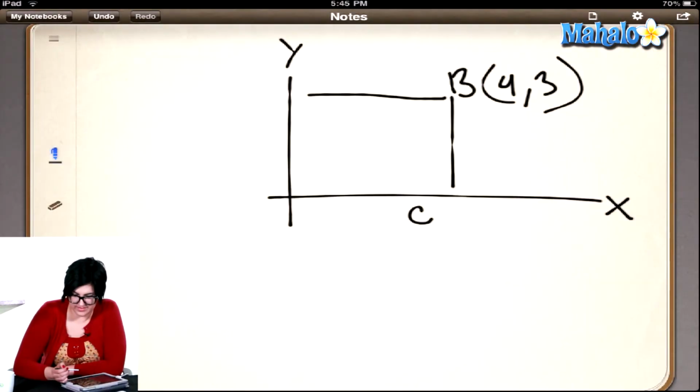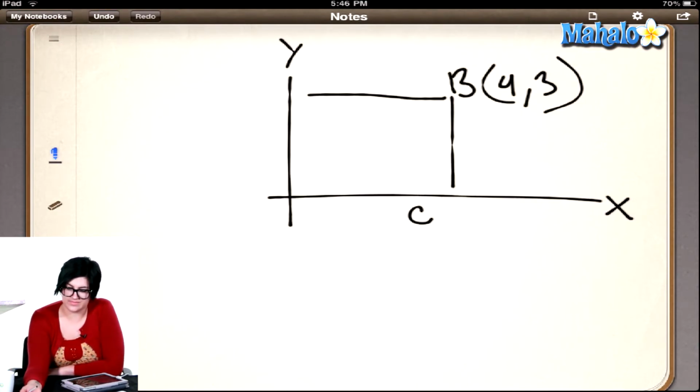Well, let's see. The question is, what is the area of the rectangle? The first thing I notice is the B (4,3). And that kind of throws me off. Why is it there?